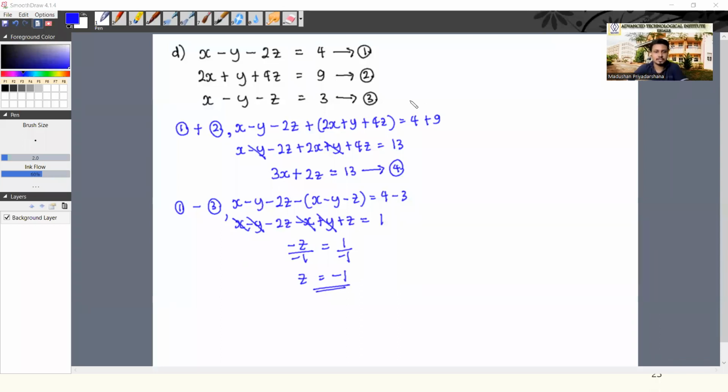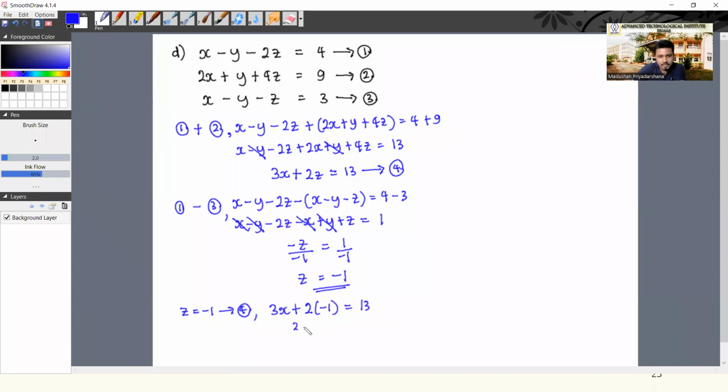z equals minus 1. Now, by substituting this, z equals minus 1, into our equation 4 here, we can get the value of x, right? See here, 3x plus 2z. The value of z is minus 1. This should equal 30.